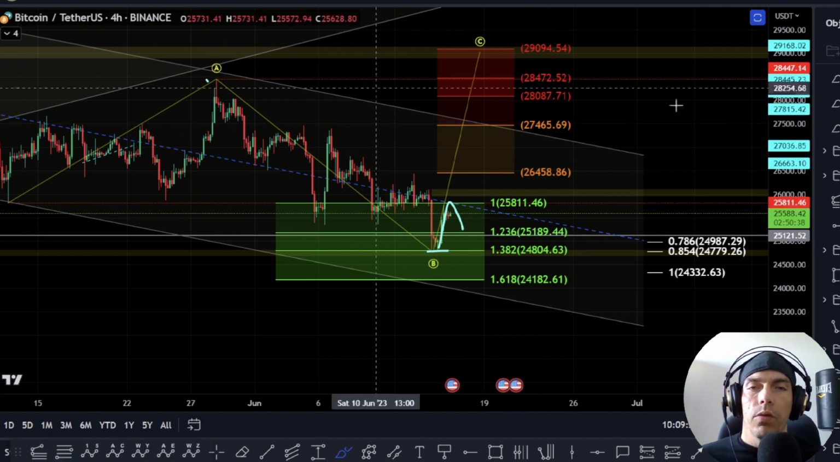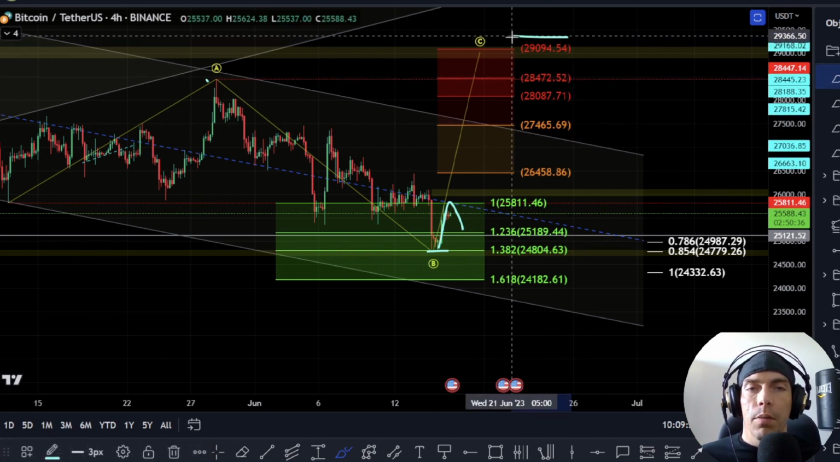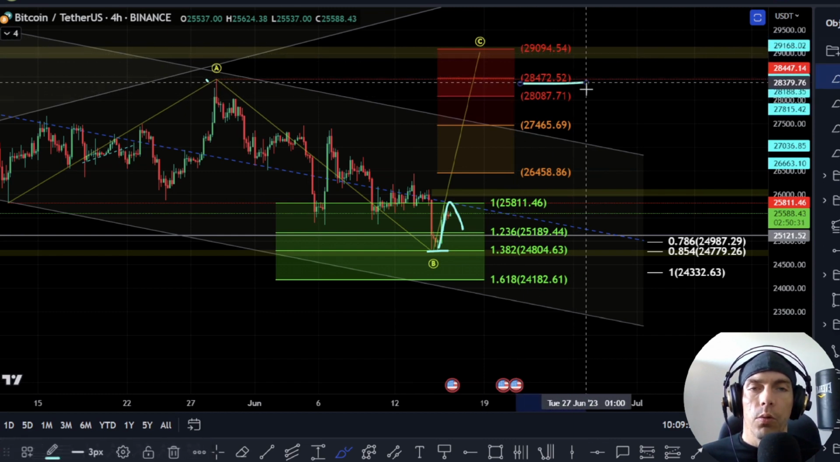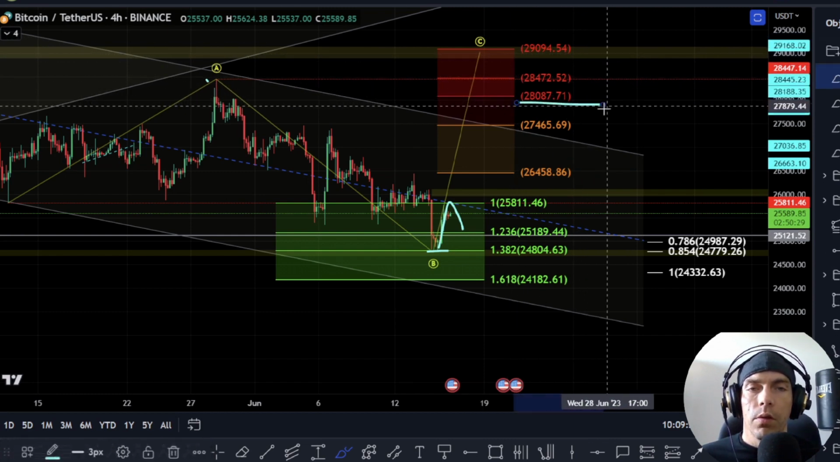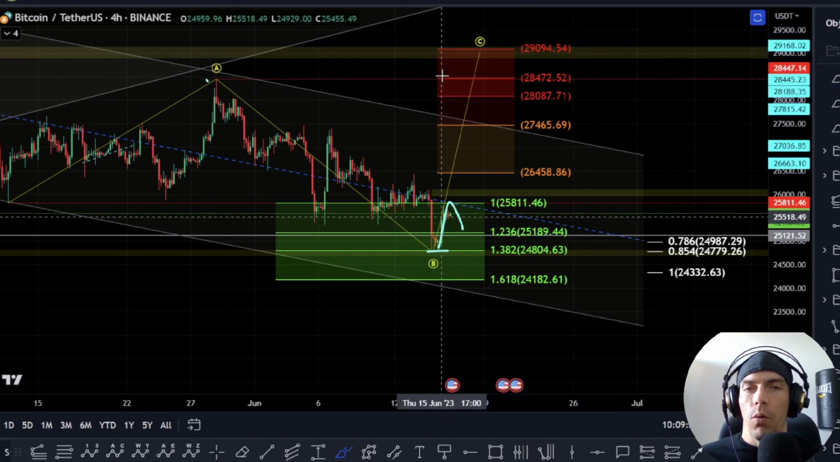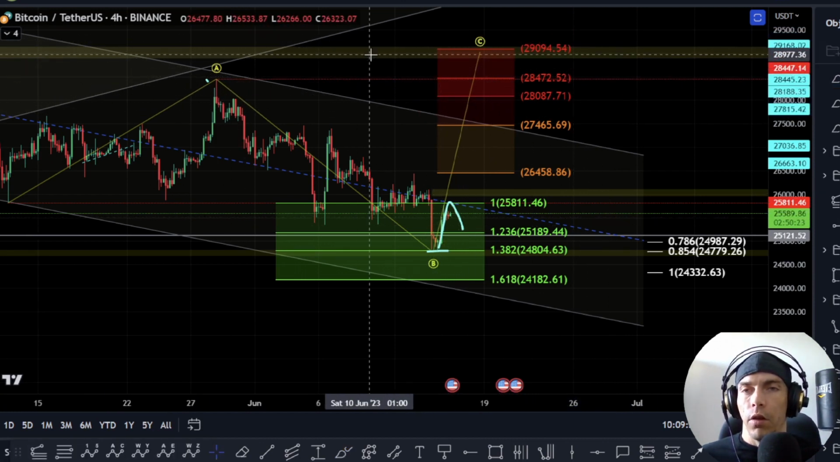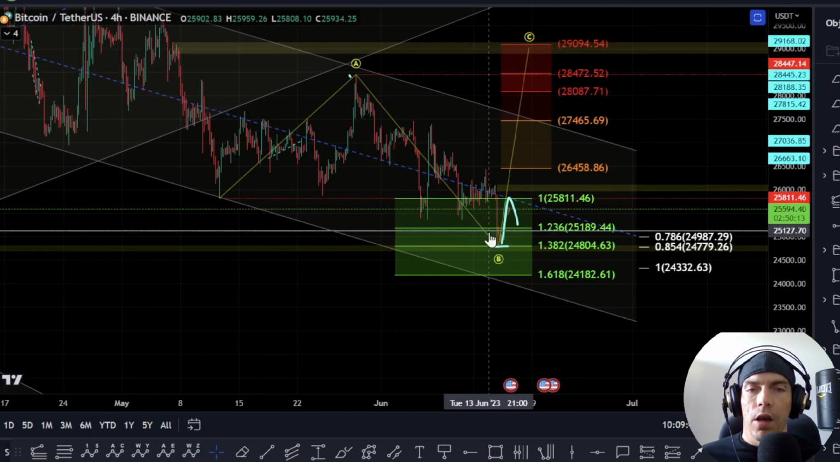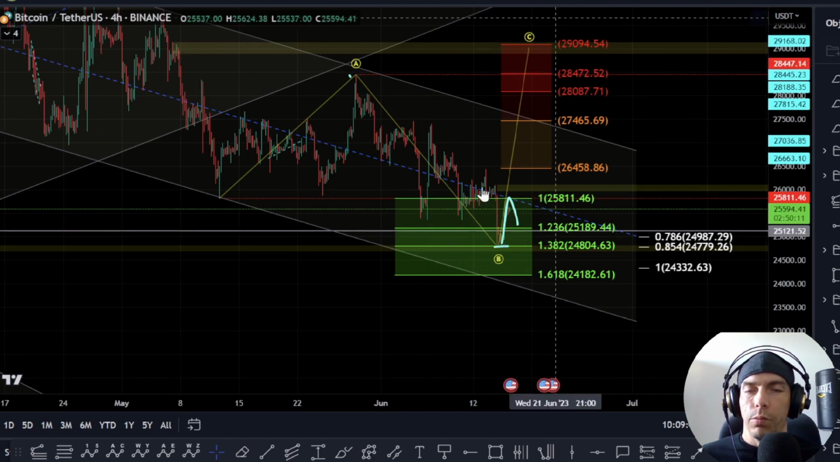If we do hold that low, we could actually be looking for these higher targets here of this 27,465 as a 1-to-1 of the A wave, or alternatively coming back up here into some of these higher areas. So this 29,094, 28,472, 28,087. These would all be possible targets for this as a flat correction. Now, the one up here would be interesting because we have this target box here between this 29,142 to this 28,887. So I'd be interested to see how we react if price does look to push up here.